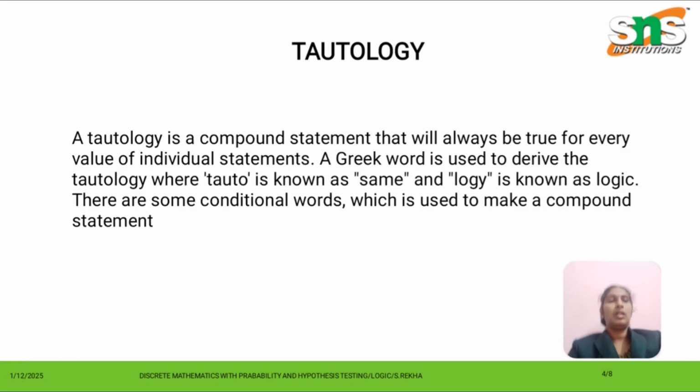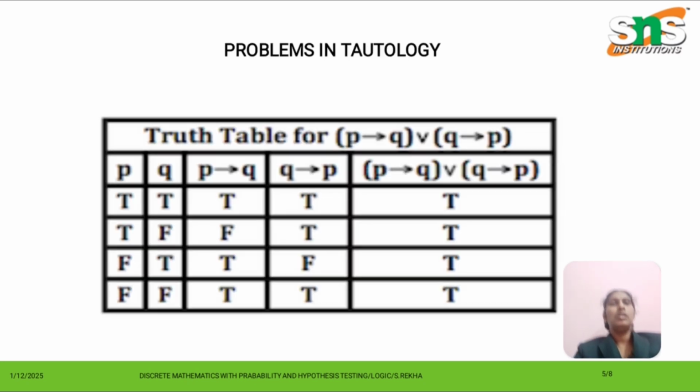Let me recall the definition of tautology. A tautology is a compound sentence that is always true for each and every assignment of its statements. The word is derived from Greek, where tauto means same and logy means logic, the same logic under any condition. So if all the values are true, we say it is a tautology. If all the values are false, we say it is a contradiction. Here we are going to discuss tautology in this PPT.